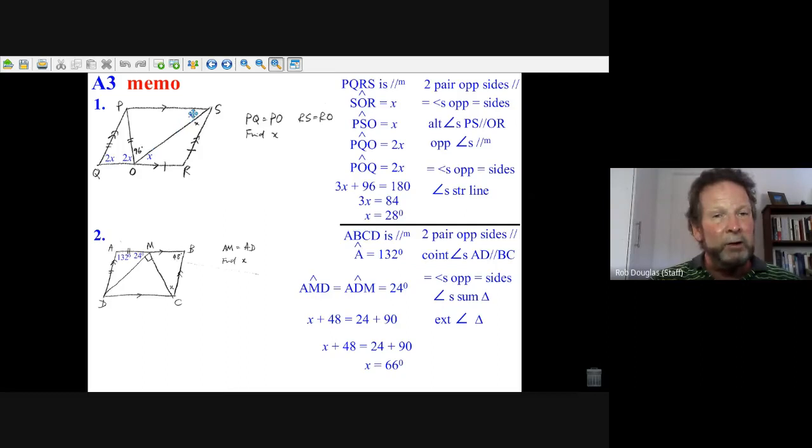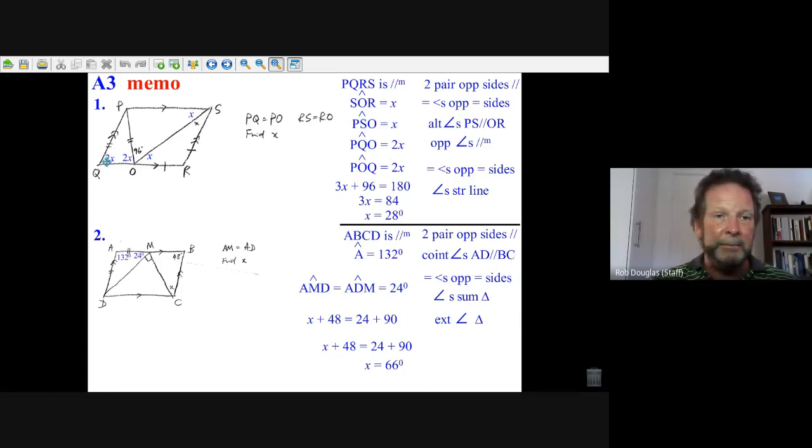Now I see a connection to this angle up here, and I'm going to use the connection down here. So that's why I chose to use alternate angles to find that PSO is equal to x, because alternate angles and PS is parallel to QR. It's given. So there, I've got that x there. Now I've got 2x here. Well, I know this is a parallelogram, so this angle down here must also be equal to 2x, because opposite angles in a parallelogram are equal. And there, I've got that's 2x.